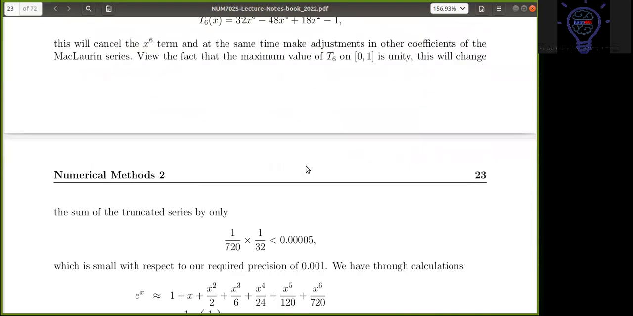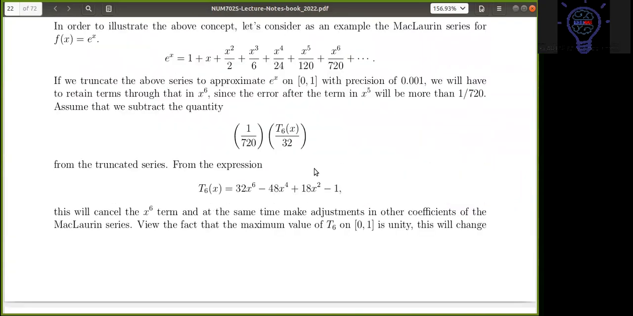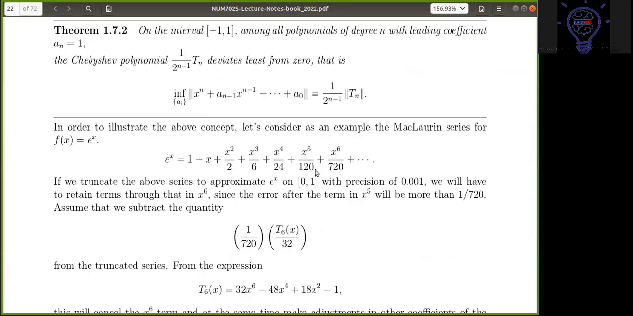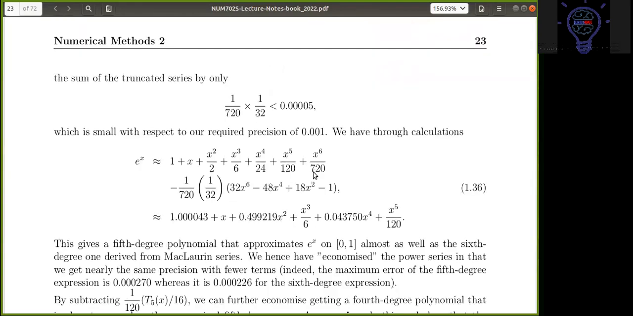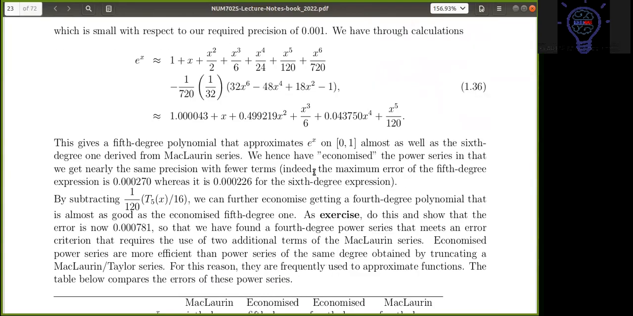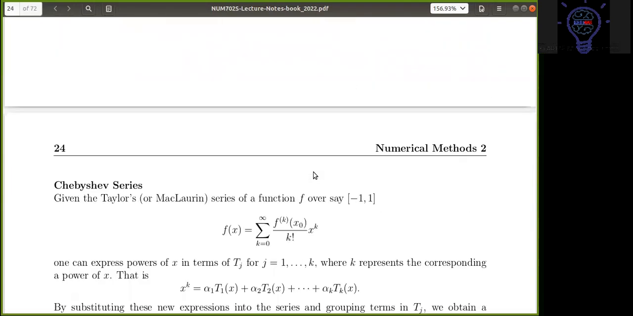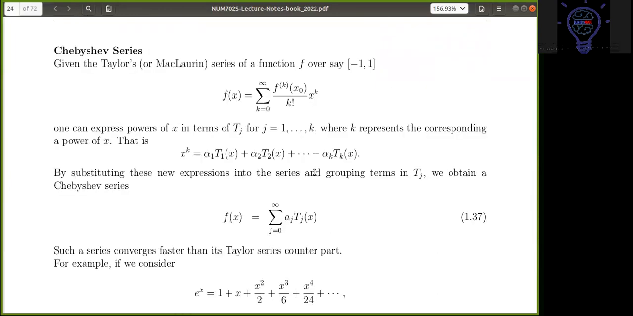So this is one of the applications of Chebyshev polynomials. It allows us to minimize power series. And this is used extensively in industry and in applications. So the next section, which is also part of the application of Chebyshev polynomials, is Chebyshev series. Chebyshev series is what we are going to tackle now.